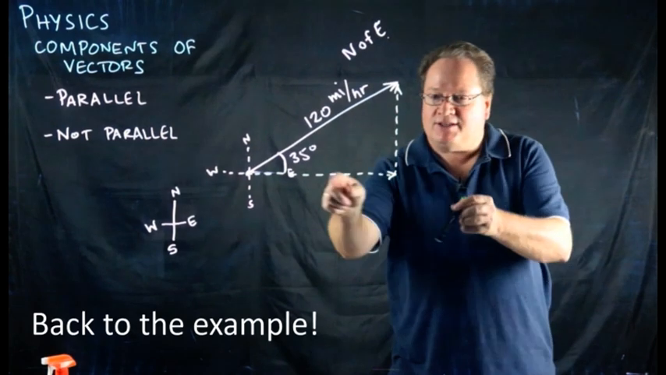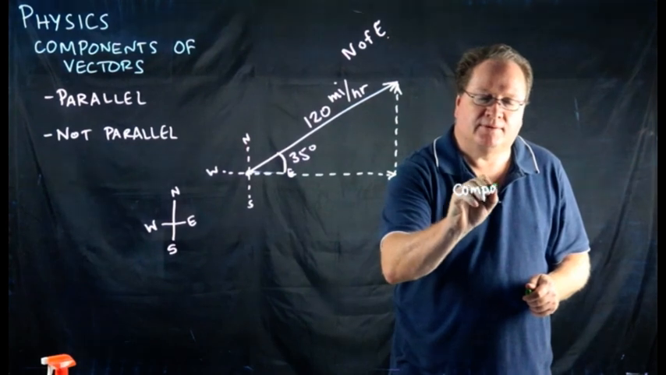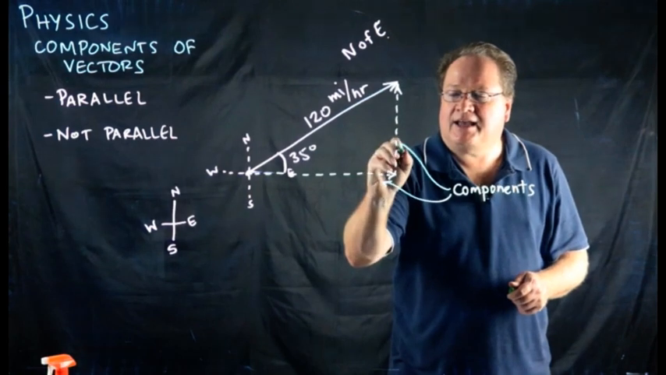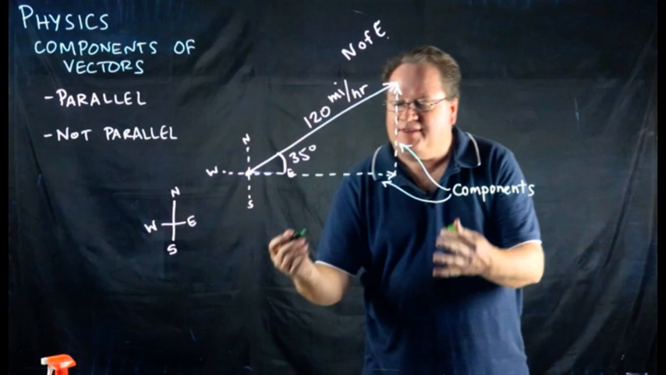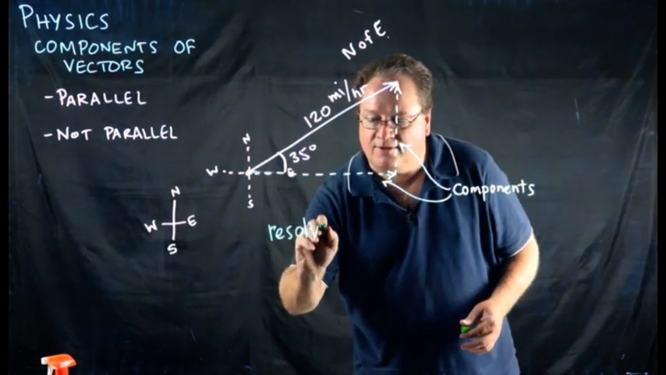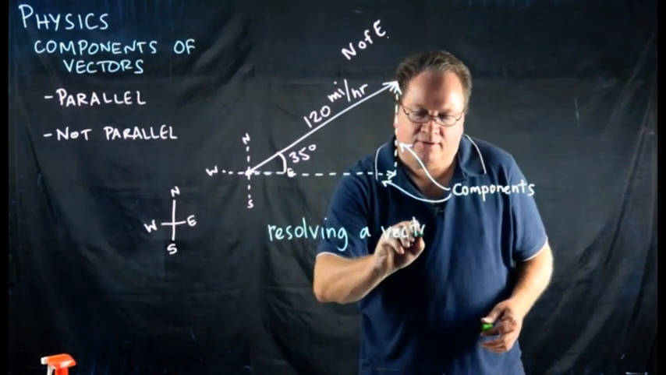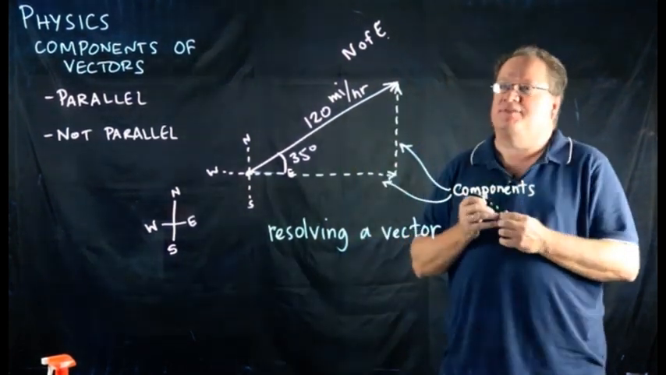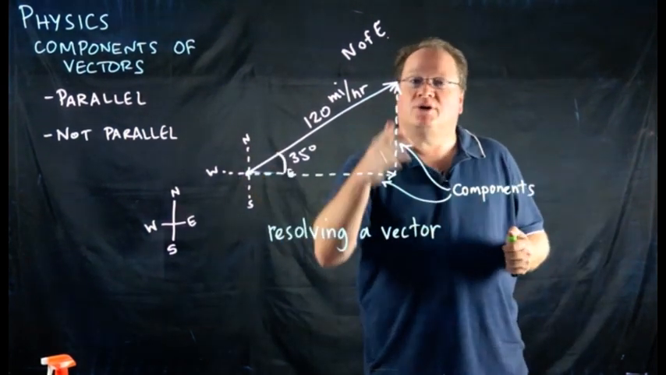And so these two dashed lines that you see here are what we call components. All right, these are components. And if I'm breaking up this single vector into components, this is a process that we call resolving a vector. Okay, or this is vector resolution sometimes because we like fancy words to make ourselves sound intelligent. Okay, so I'm going to want to break this into components.